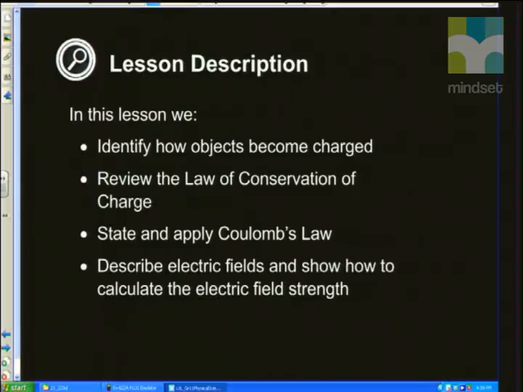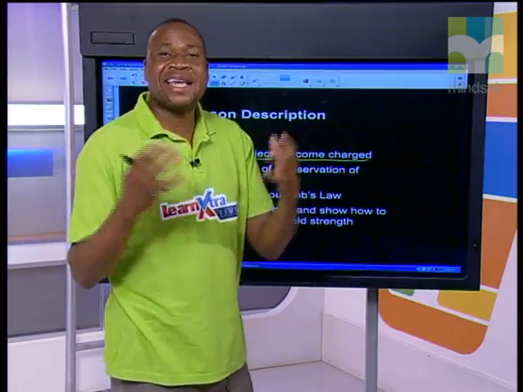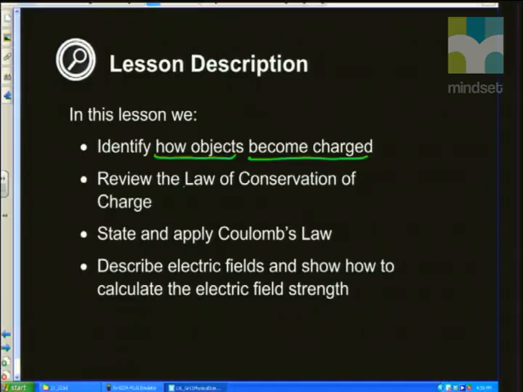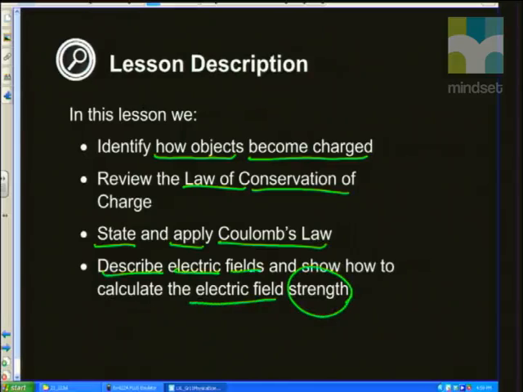In this lesson, of course, we'll be looking at objects. We will identify and see how objects end up getting charged. That's what we're trying to say: how do we get objects to finally, at some point, have a positive charge or a negative charge. Okay, and we're going to review what we call the law of conservation of charge. We are also going to state and apply Coulomb's law. And we're also going to describe what is meant by electric fields and show how to calculate the electric field strength, of course, at specific points around charges or between charges.